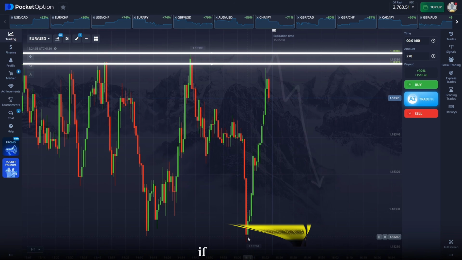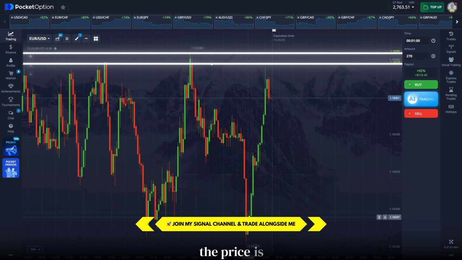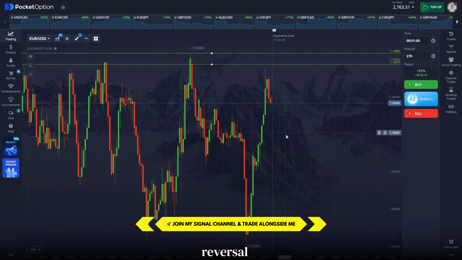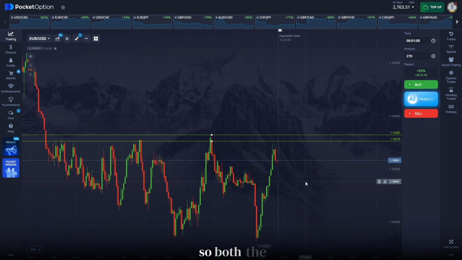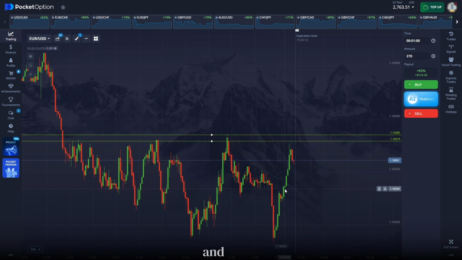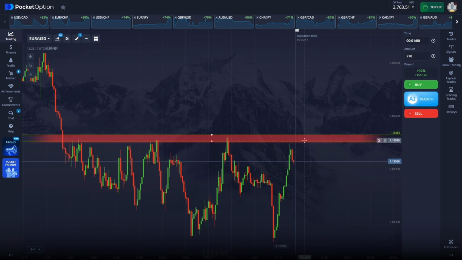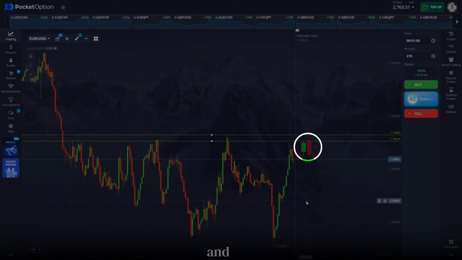Second, if you focus on this move, the price is moving strongly in the upside direction without any retracement. So in such cases, a reversal is also required. So both the factors are suggesting that price should reverse in the downward direction, and that's why I'm opting for a reversal trade from this zone. Now let's wait for the price to hit this zone. Once price reaches here, I will look for reversal confirmation and will place my trade.